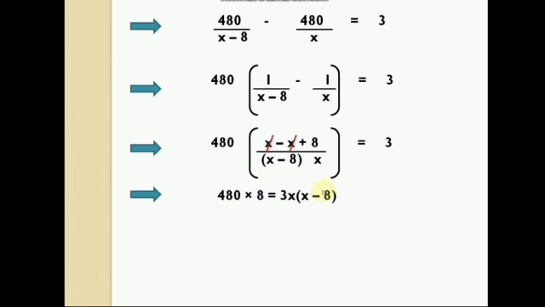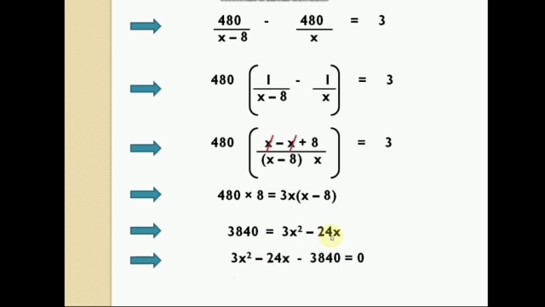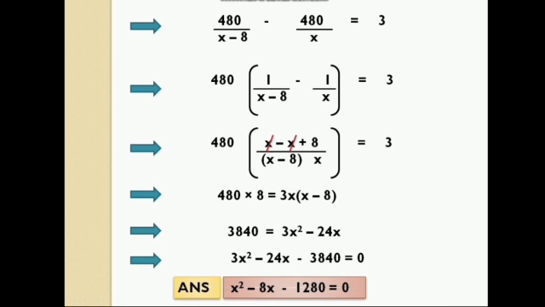By cross multiplication, 3 into x minus 8, and when you open the bracket, you will get 3840 equals 3x square minus 24x. When you shift this 3840 to the right hand side, you will get 3x square minus 24x minus 3840 equals 0. Again you can simplify this equation by dividing both sides by 3, and you will get x square minus 8x minus 1280.